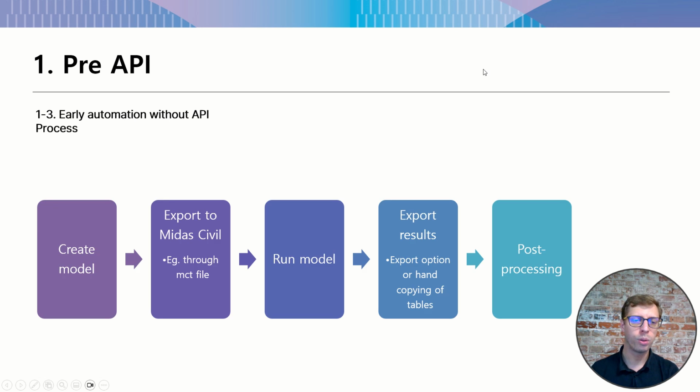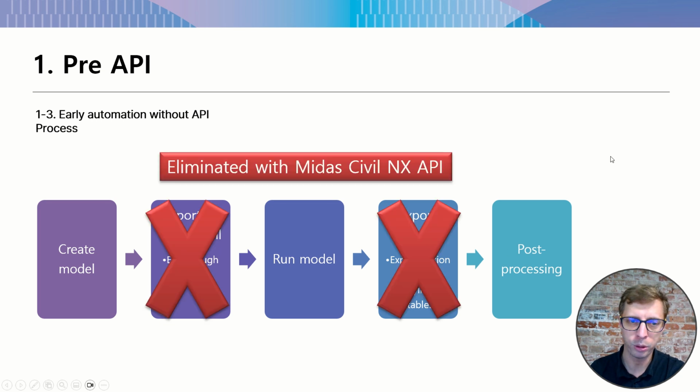So basically, early automation without an API essentially was divided into these 5 steps. You'd create a model, export it to MIDAS, which would be done by hand through, for example, an MCT file. You would then have to run the model, export the results back to a post-processing element, which would be either done by hand or with options within MIDAS to export the results, and then you'd be able to do the post-processing.